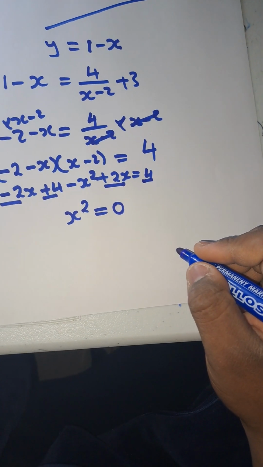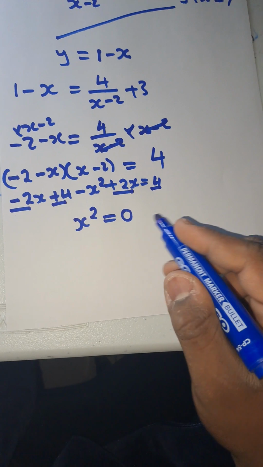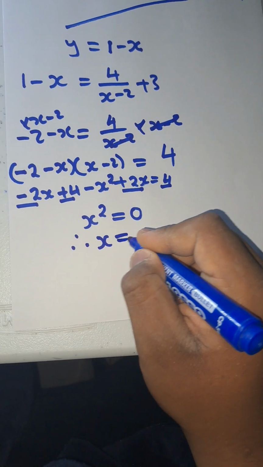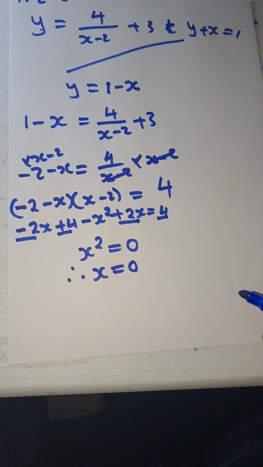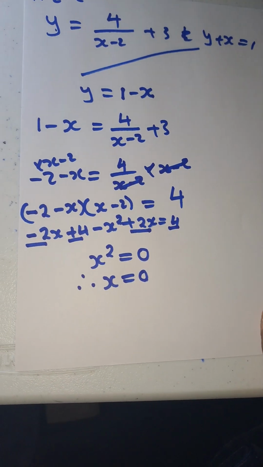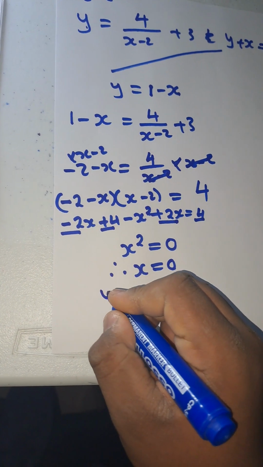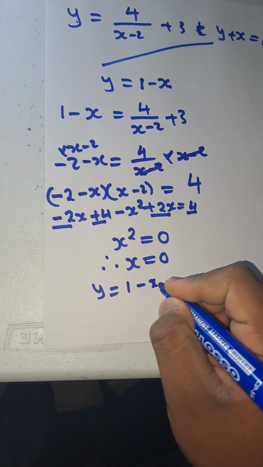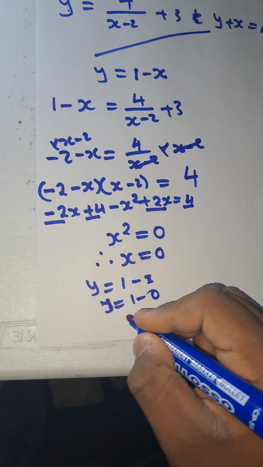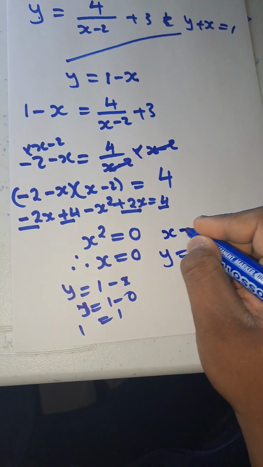You see? It is just the very same thing. So my x squared will be equals to 0, which means when I do my maths, my x will be equals to 0. And then for y, since I said y is equals to 1 minus x, y is equals to 1 minus 0, it is equals to 1. So my y is equals to 1, x is equals to 0.